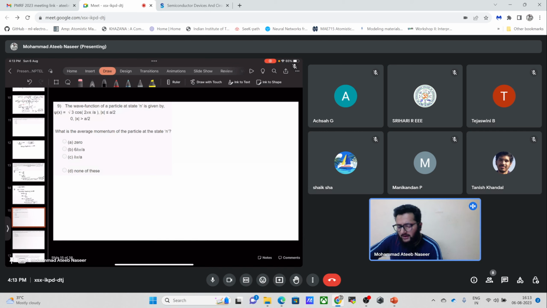So okay, this is some wave function of a particle in some state n, and it is given by root 3 cos of 2 pi x by a between the limits minus a by 2 to plus a by 2, and for minus infinity to minus a by 2 and a by 2 to infinity, it is 0. So I am required to find this average momentum.